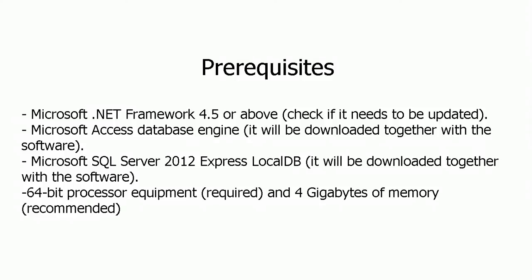The second one is Microsoft Access Database Engine, and this software is going to be downloaded together with Dforsys when you download the software package from the website. The third one is Microsoft SQL Server 2012, which is also going to be downloaded together with Dforsys. And finally, in terms of equipment needs, we require a 64-bit processor, and we recommend at least 4 GB of RAM memory.